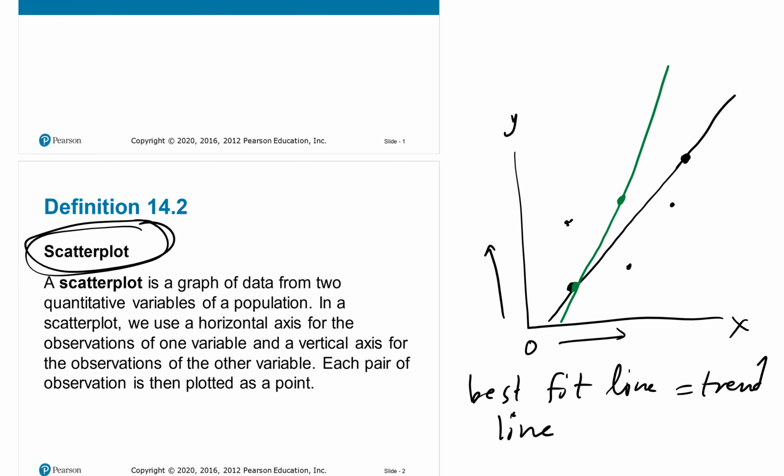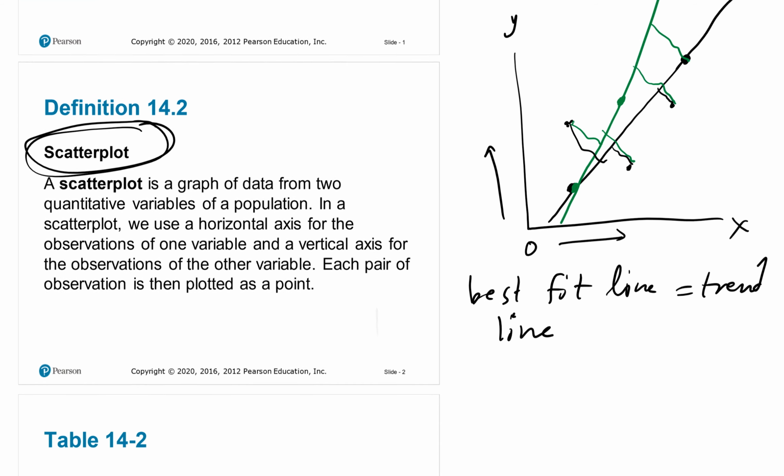So if you take the distance from here to there, from here to there, from here to there, and find what that distance is, and same thing can be done for the green one. Find the distance from here to here, from here to here, and see which one gives more difference. The less the difference, the better the line would be. This is just an idea of what we're going to be doing today, and how we're going to learn how to find the equation of the trend line.